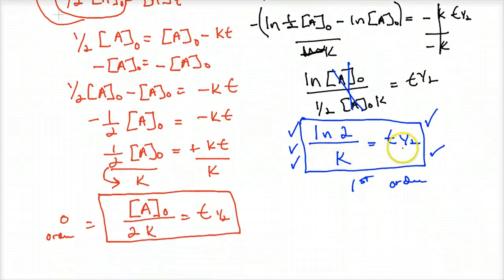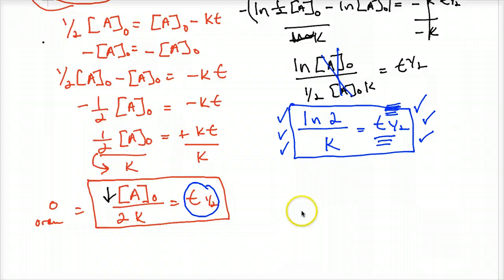In the half-life relationship of k and some numbers here, this equation is not at all dependent upon the initial concentration of your reactant. The initial concentration of your reactant is not important in determining the half-life here.